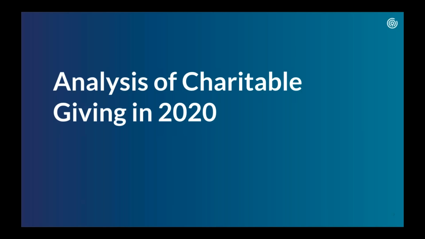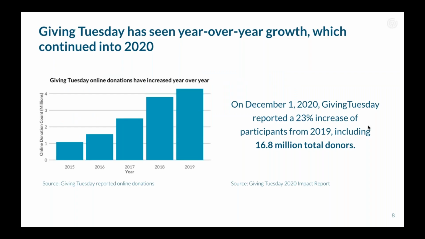Speaking of philanthropy, we'll now dive into our analysis of giving in 2020. Starting with publicly available data, the Giving Tuesday organization reports that they've seen year-over-year growth. In particular, their online donations have increased 4 times from 2015 to 2019. And on the latest Giving Tuesday in this December, they reported a 23% increase in participants over the number of participants on Giving Tuesday 2019, including a total of 16.8 million total donors.